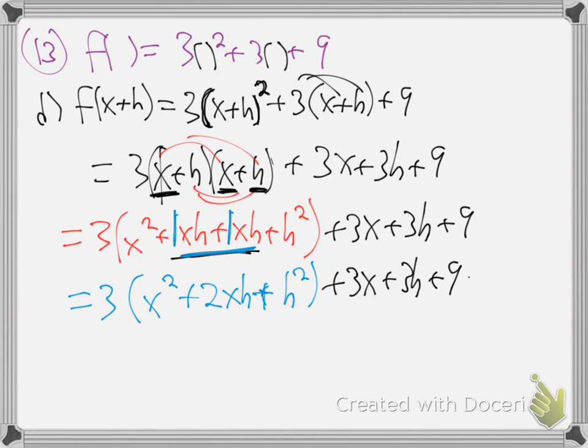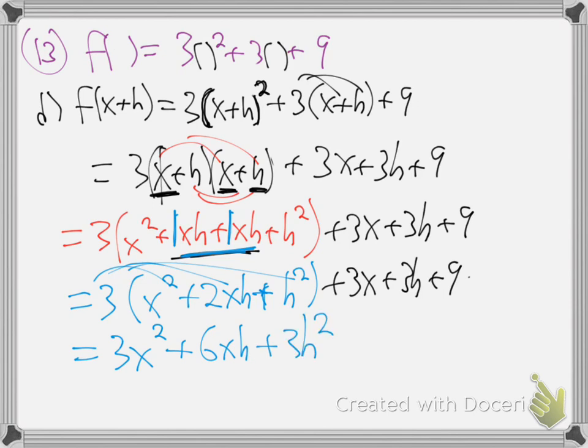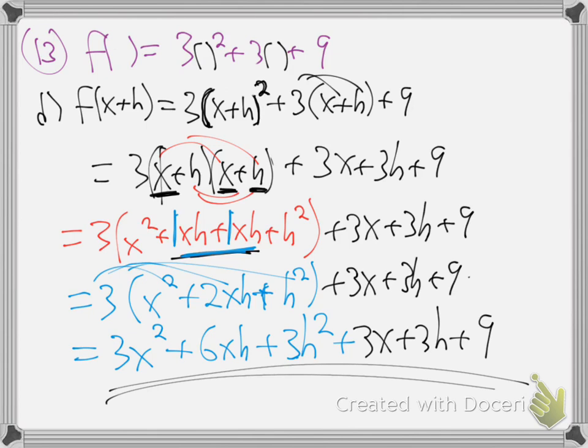And then finally, now we can distribute 3, and we're basically there. So it'd be 3x squared plus 6hx plus 3h squared, plus the other stuff, 3x plus 3h plus 9. That's it. None of those are like terms. We really can't combine anything. Like terms are the same letter pattern. We don't have any same letter patterns. They're all a little different. And so that's it right there.